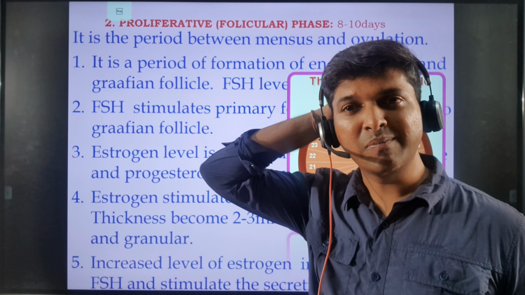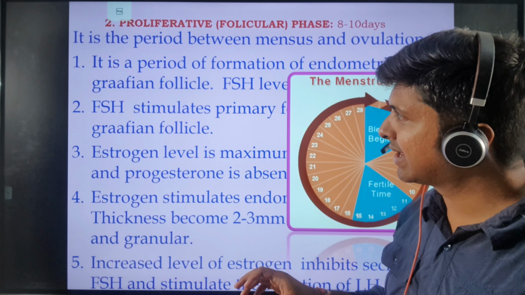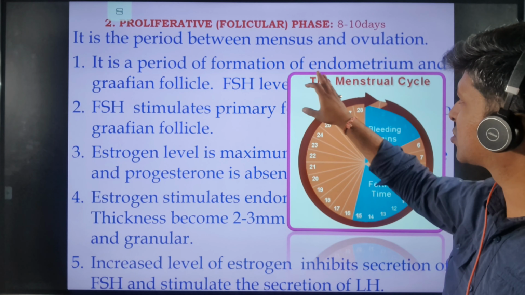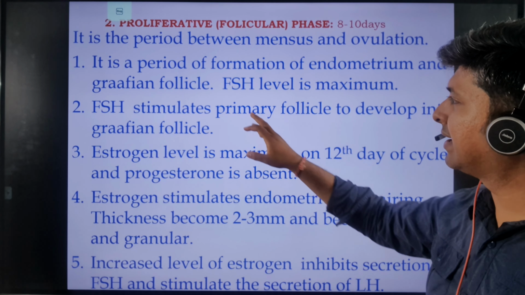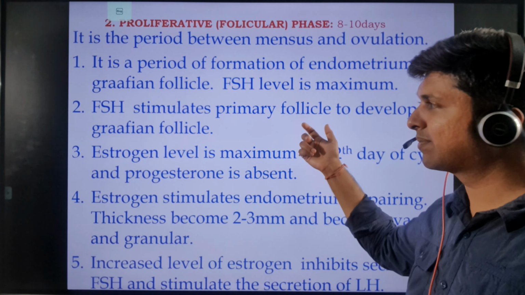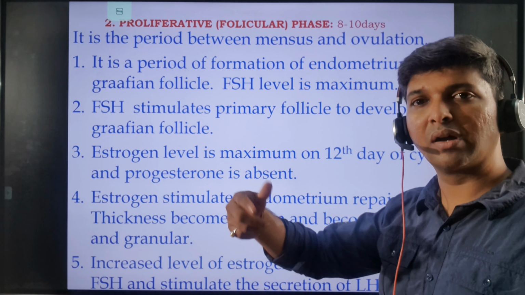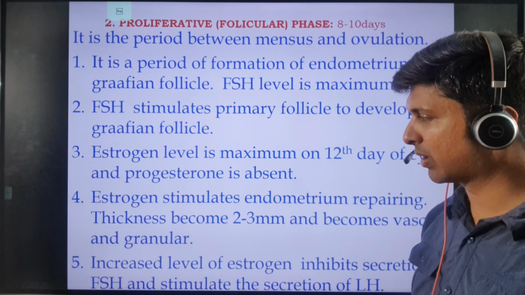Repairing of what? Repairing of the endometrial lining. Okay, let us see in detail. It is a period of formation of the endometrium, as I told you, and the graafian follicle is also formed. FSH level is maximum. FSH stimulates the primary follicles. You remember in the ovary I had shown you, it will stimulate the primary follicles to convert into graafian follicle and make it ready for releasing the egg.